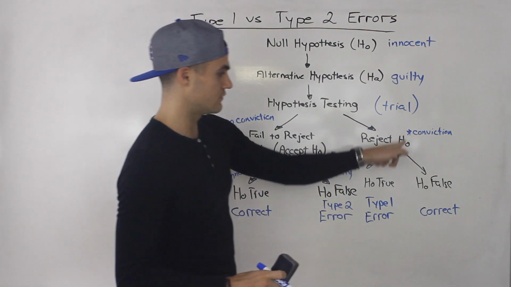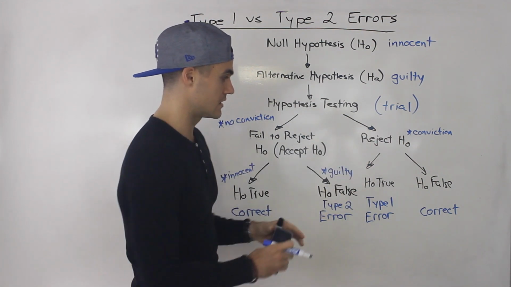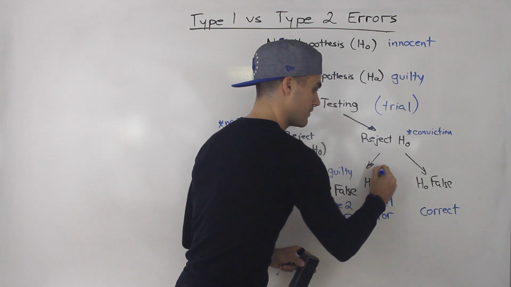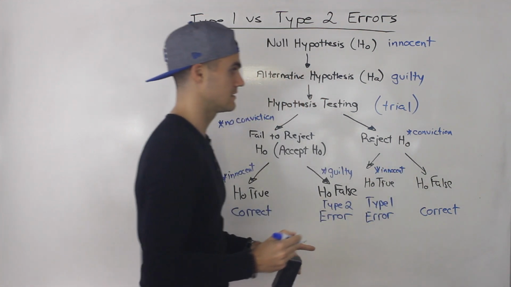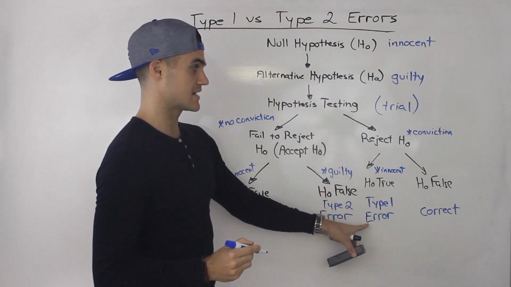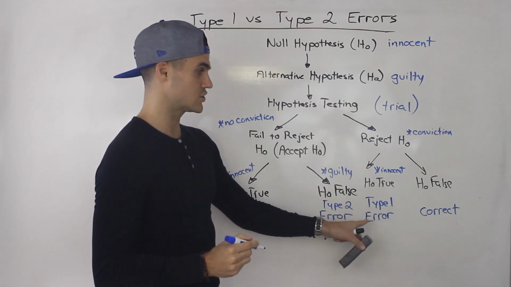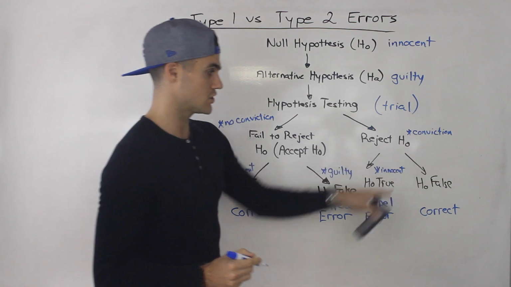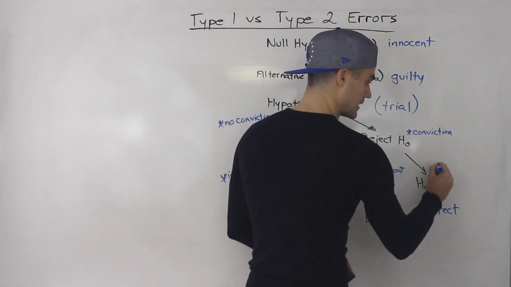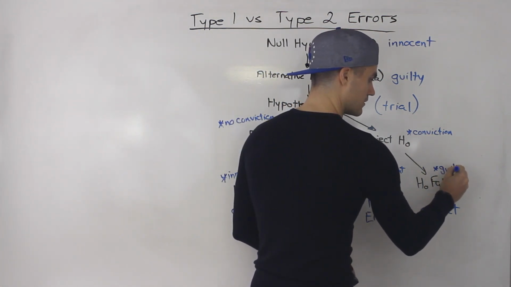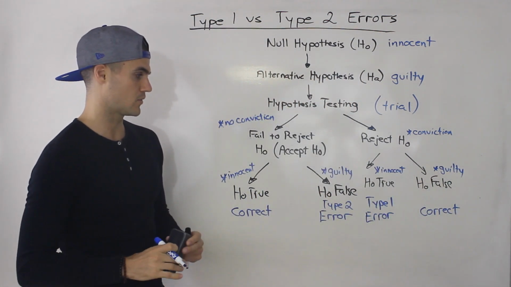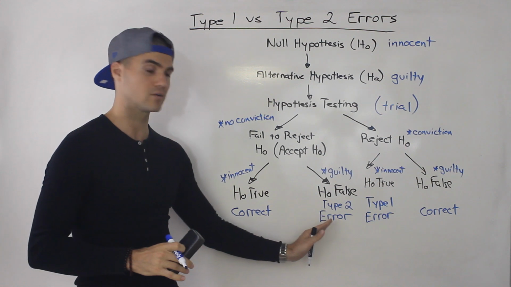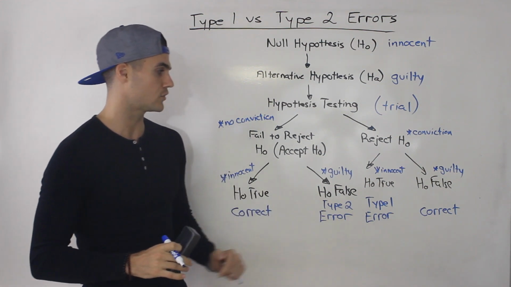Versus here, if there's a conviction, but the null is true, meaning that the defendant is innocent, then that's an error, right? That's a wrongful conviction. And if there's a conviction and the null is false, meaning that they're actually guilty, then that's the correct decision, right? So type 2 errors, wrongful acquittals. Type 1 errors are wrongful convictions.